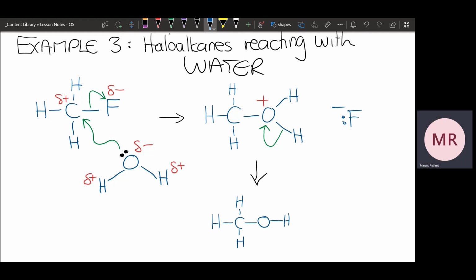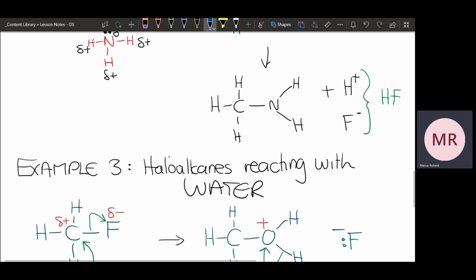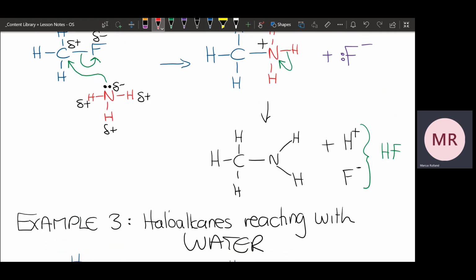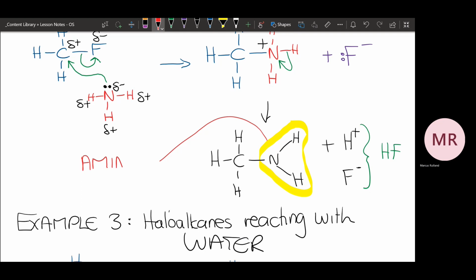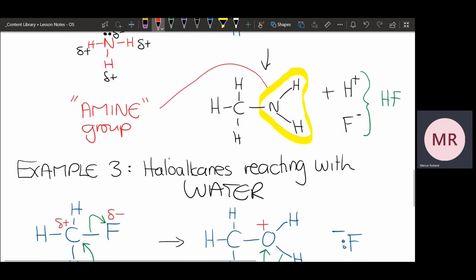So both hydroxide ions and water make alcohols with haloalkanes. Ammonia, and I don't think I wrote this down actually, so let me just add that in. Ammonia forms where you've got a nitrogen attached to a carbon like this. This is known as an amine group. More on those in the second year. Second year, you'll learn to do the systematic naming and more details about amines, but that's all we need to do there for the moment.